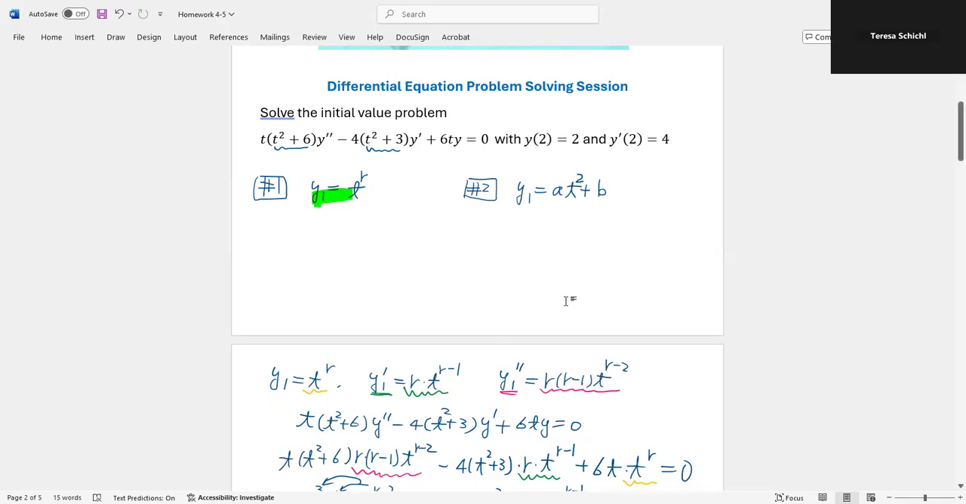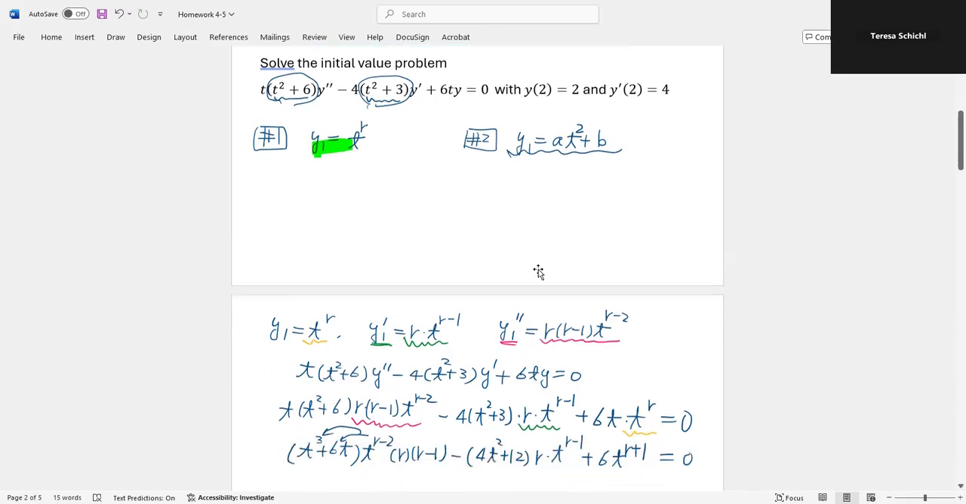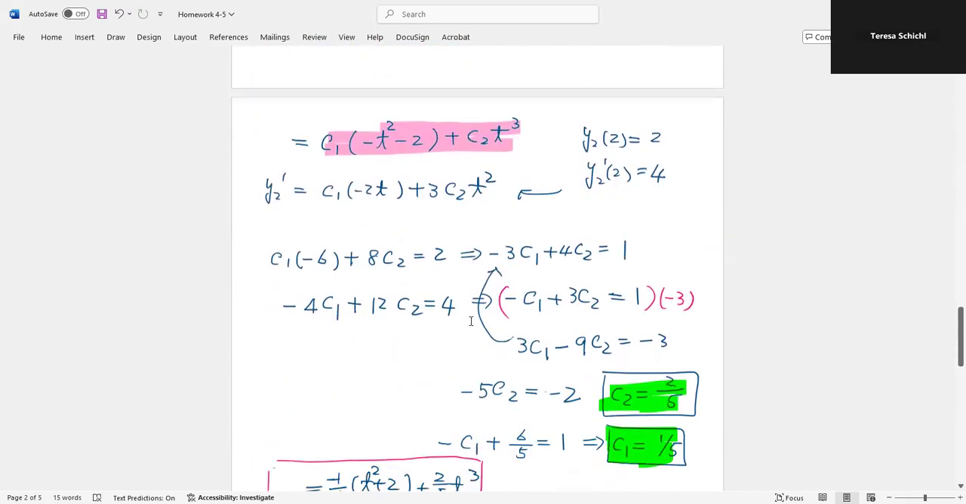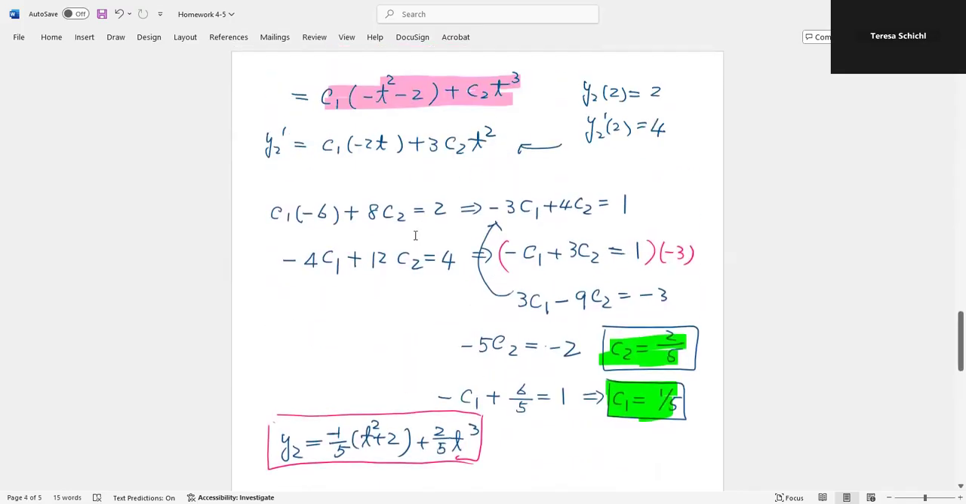All right. Okay, so in my next video, we're going to talk about method number 2. Because I see this t squared plus 6, then if I decide to choose y1 equal to a t squared, then let's see what happens here. And also, if I want to use the reduction method for that, let's see. Are we going to get the same answer? And absolutely, we should get the same answers here. Done. All right, that's it.